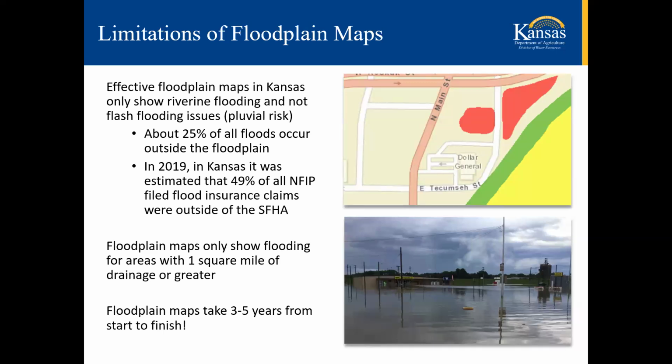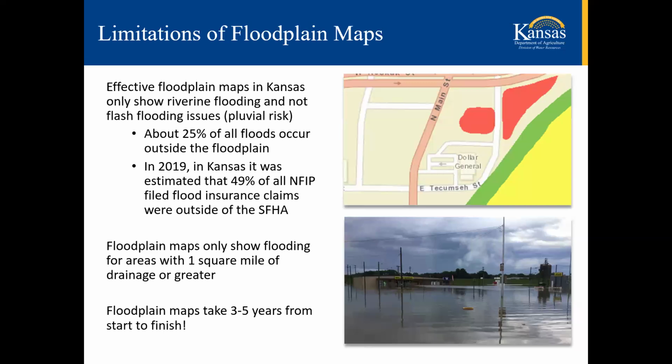The effective flood maps in Kansas only show riverine flooding and not flash flooding or pluvial risk. So about 25% of all floods occur outside the floodplain. We have estimated about 49% of NFIP claims have been from outside the special flood hazard area. So again, anyone in a participating community can purchase an NFIP policy. You don't have to be in the special flood hazard area.